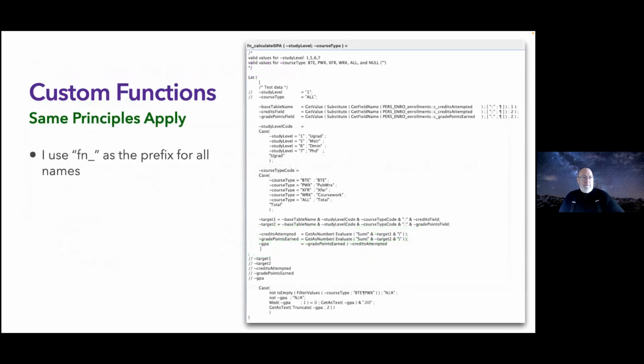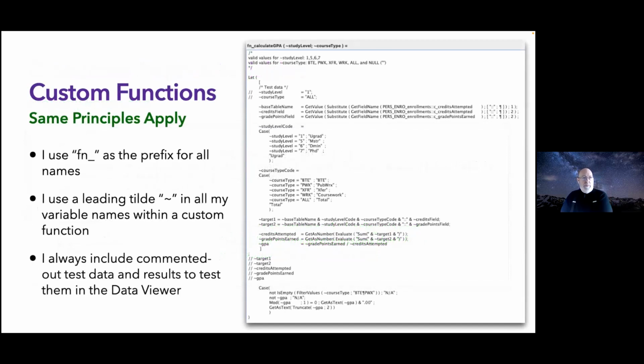So custom functions, same thing. I standardize my custom functions by using FN underscore as the prefix for all the names. That way, when I look at a formula in a calculated field or a variable, the FN immediately tells me, oh, that's a custom function, and if that custom function is part of the equation, that could be where the bug is. So it alerts me to those kinds of things. I personally use a leading tilde on all my variable names, but that's up to you. And I always include commented out test data and results so that I can test them in the data viewer before putting into production.